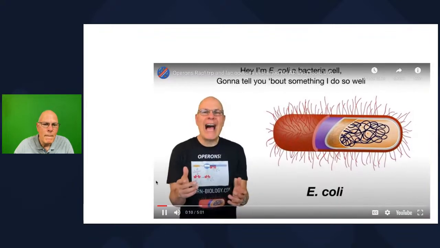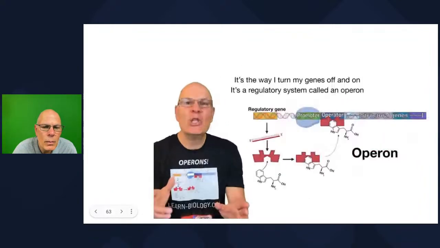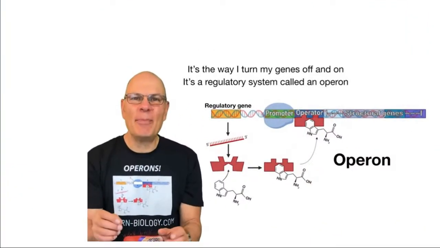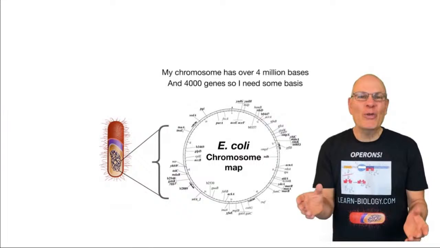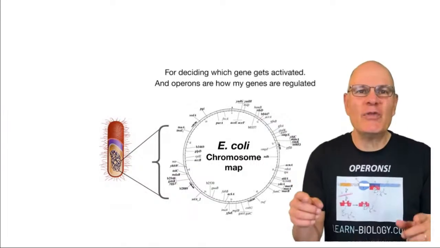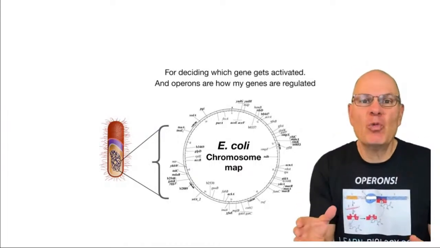Hey, I'm E. coli, a bacterial cell. Gonna tell you about something I do so well. It's the way I turn my genes off and on. It's a regulatory system called an operon. My chromosome has over 4 million bases and 4,000 genes, so I need some bases for deciding which gene gets activated. And operons are how my genes are regulated.